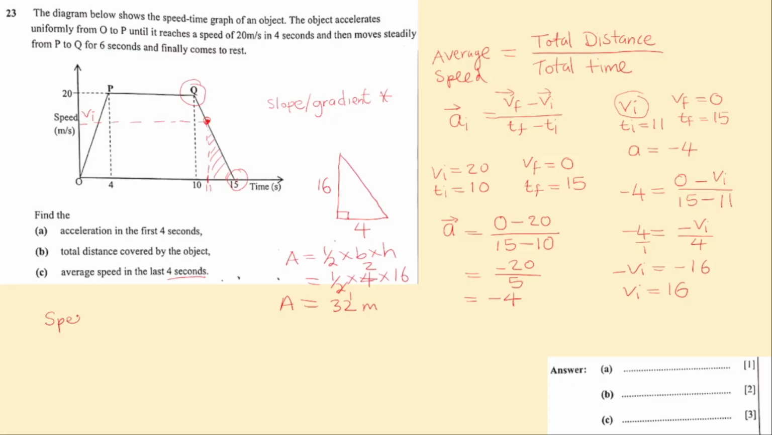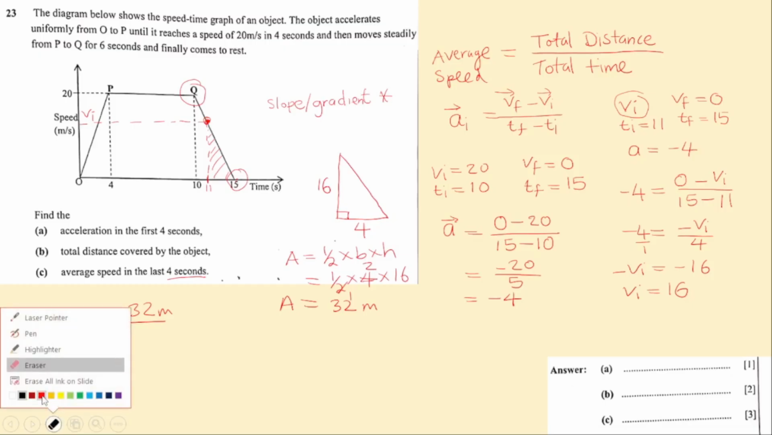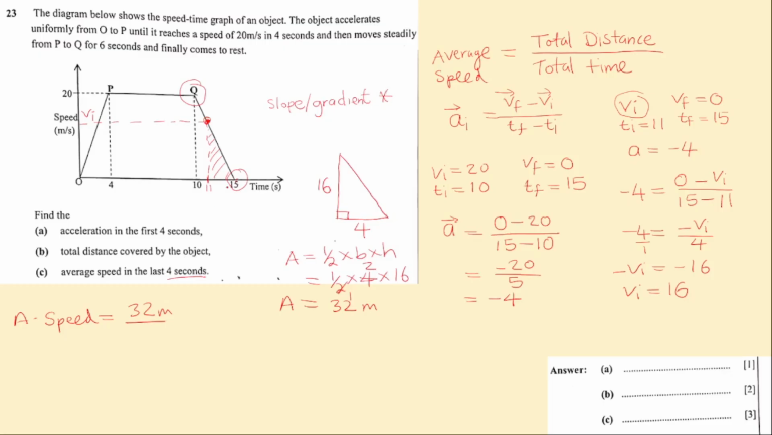Therefore, the average speed is equal to 32 meters divided by 4 seconds. We're going to have 8 meters per second.